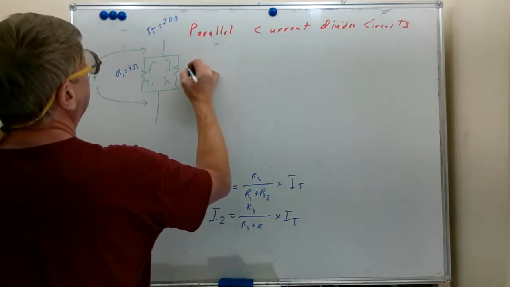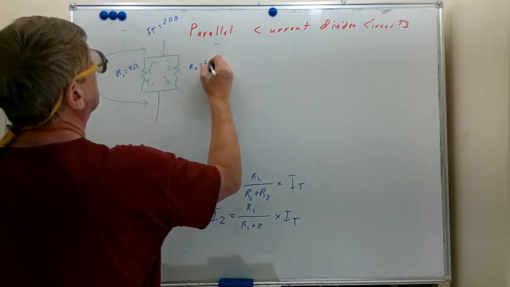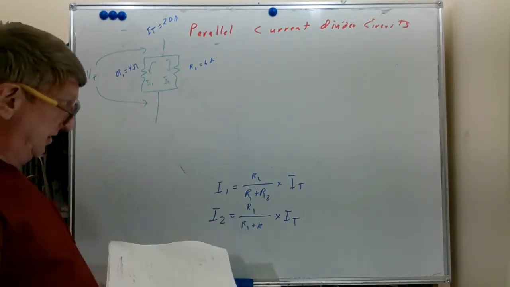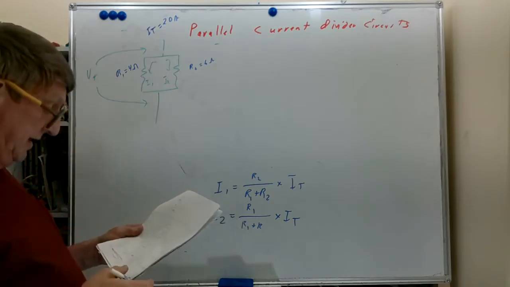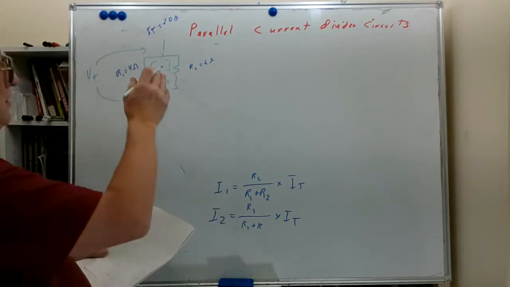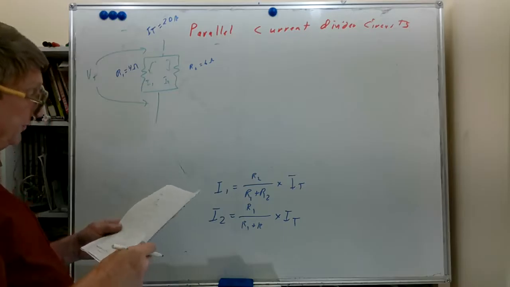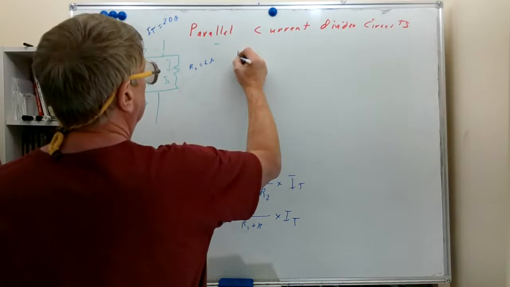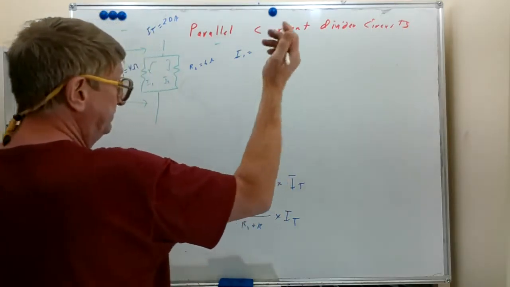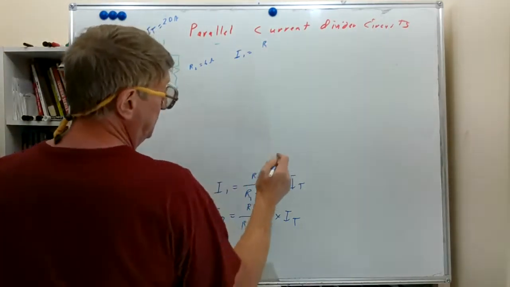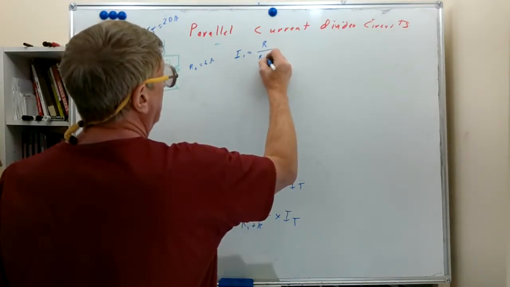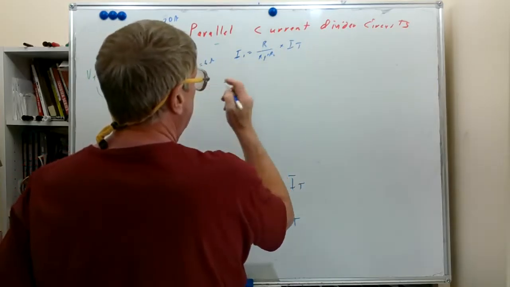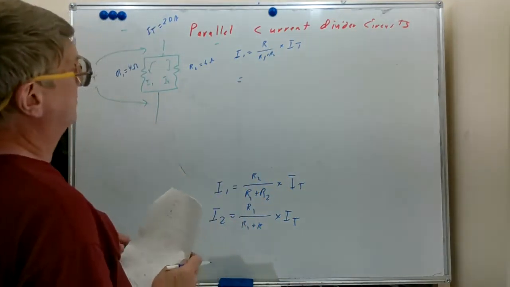And R2 equals 6 ohms. We're going to use these current divider formulas that we have just derived to calculate the currents through each R1 and R2. Well, I1 equals R2 over R1 plus R2 times IT. So now we're substituting our given values.